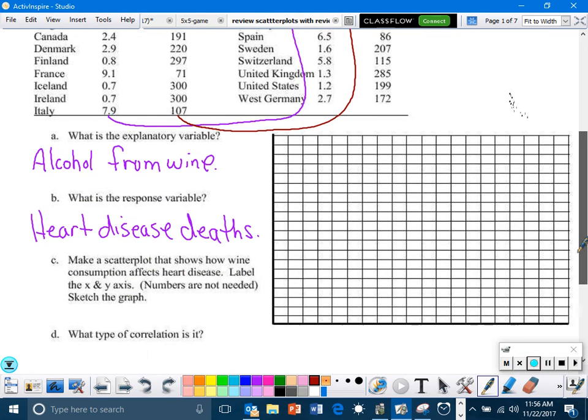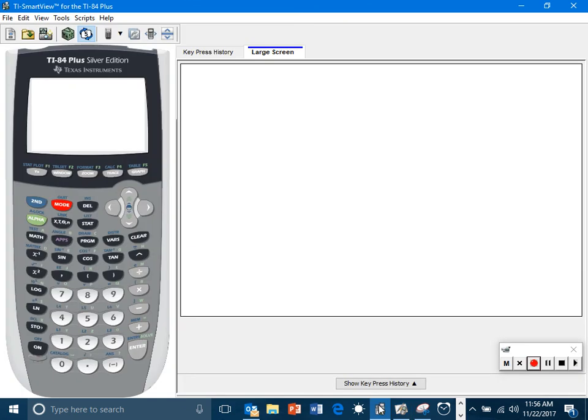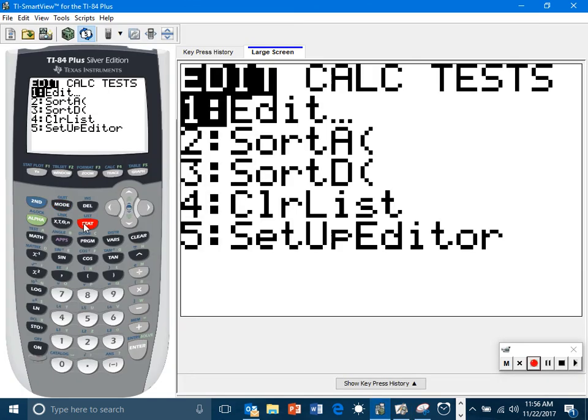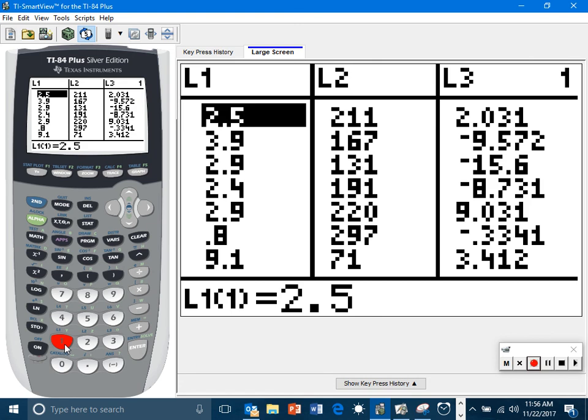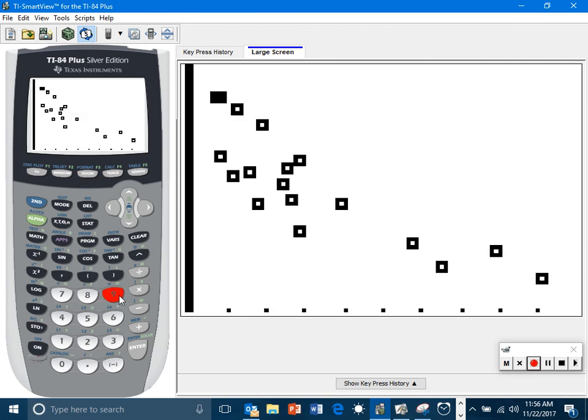Now we're going to type those into the calculator. I have already preloaded those into the calculator to save some time. If you need to type them in, you may want to pause the video at this time. After we have them typed in, all we need to do is hit zoom 9. And there's the scatter plot for this problem.